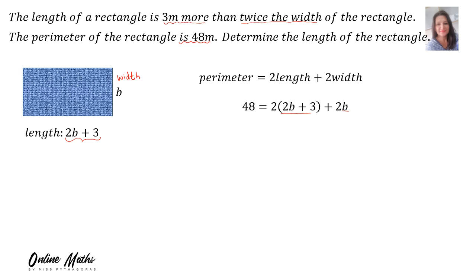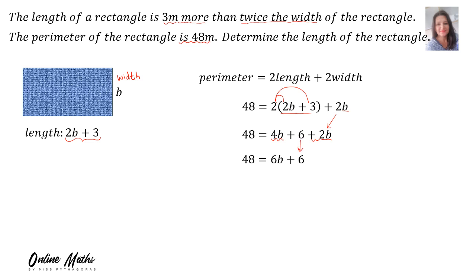Now we want to solve this equation, but there's this bracket that we have to get rid of. So we will multiply in the 2 using the distributive property of multiplication. Therefore, 48 on the left hand side is equal to 2 times 2b is 4b, and 2 times plus 3 is 6. And then there's your 2b, it writes with. And now, before you can solve b, we will add like terms on the right hand side, where we will say 4b plus 2b is 6b, and then there's your plus 6.